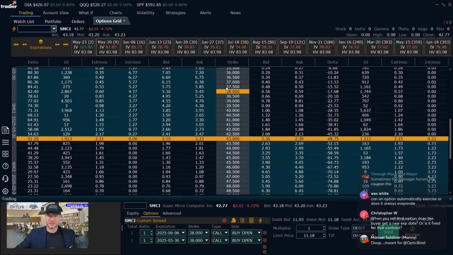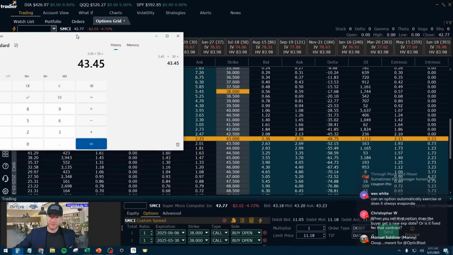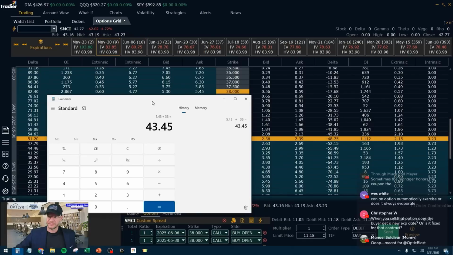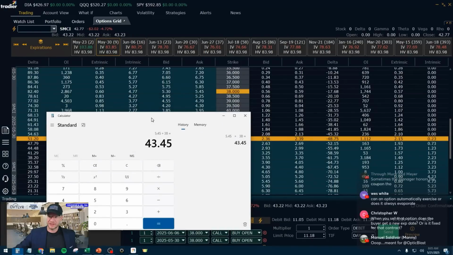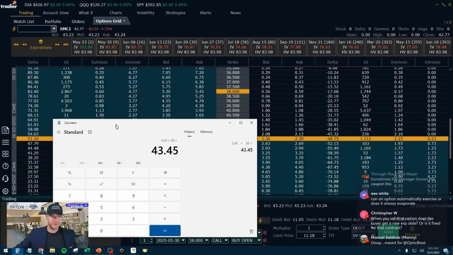So if I were to exercise this option that I bought today, I would still have to pay, let's say I bought it for $5.45, and then I'd have to pay an additional $38 per share. So $5.45 plus 38 is $43.45, which is about $1 over current price. 42.77 is the current price, 43.45 is the actual price of the stock. And that difference there, that's your extrinsic value that we talked about that will decay.